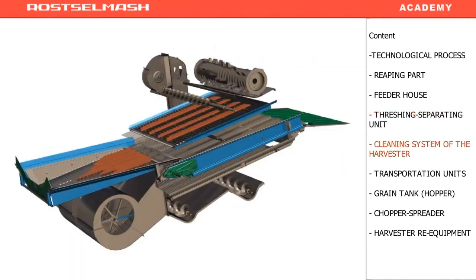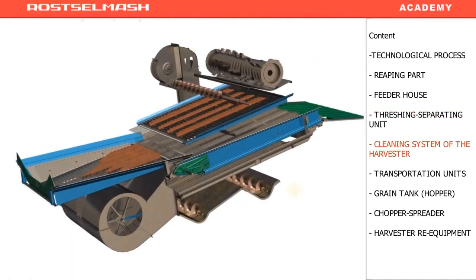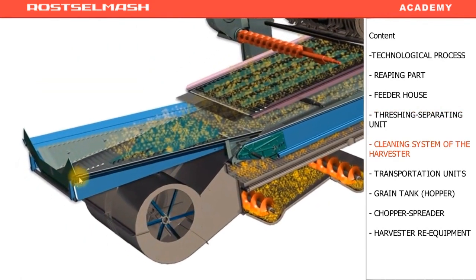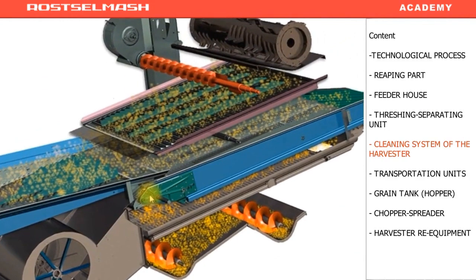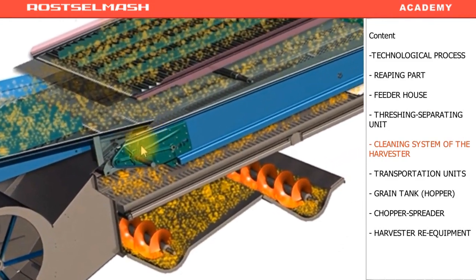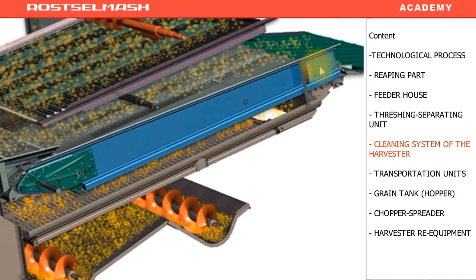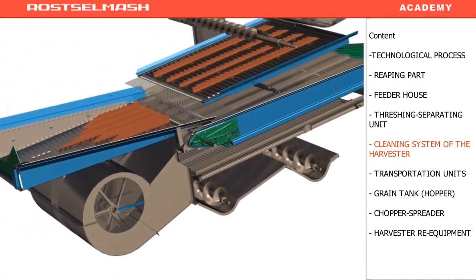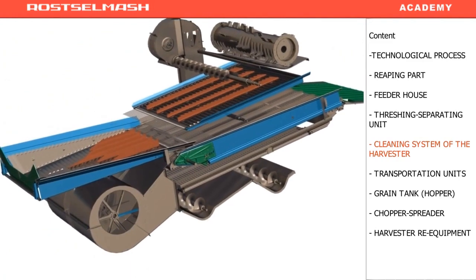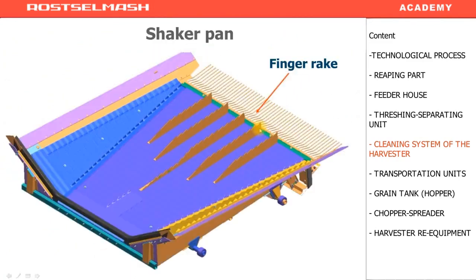The cleaning system of the harvester. It consists of a shaker pan, a return pan, a pre-sieve, upper sieve, lower sieve, a cleaning fan, a shaker pan. At the end of the shaker pan, there is a finger rake. It is used to fluff the mass before it moves onto the pre-sieve.